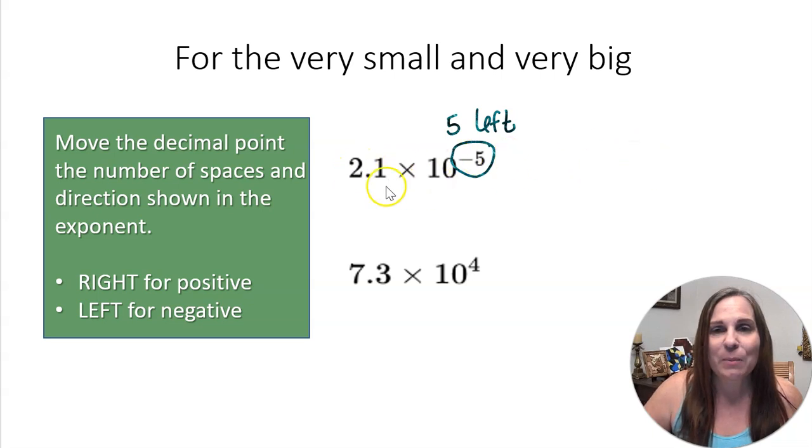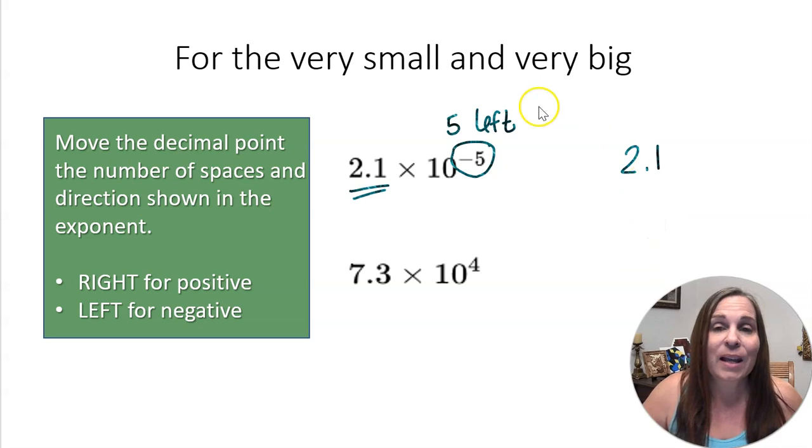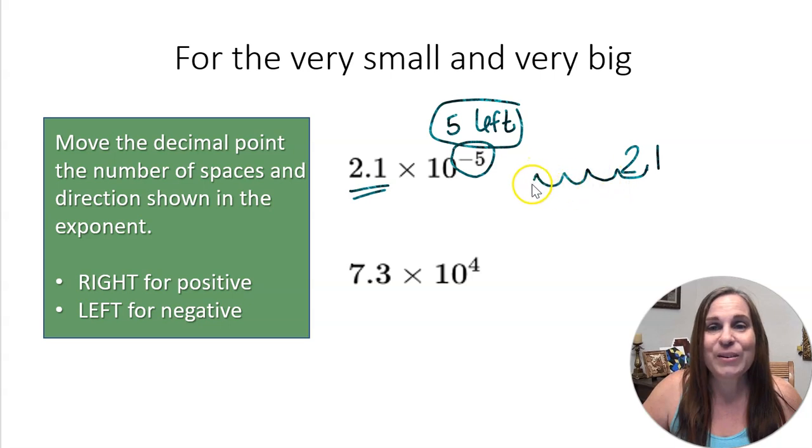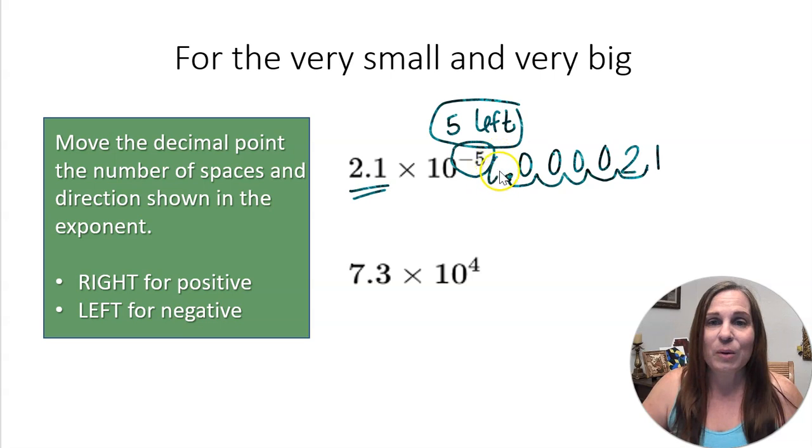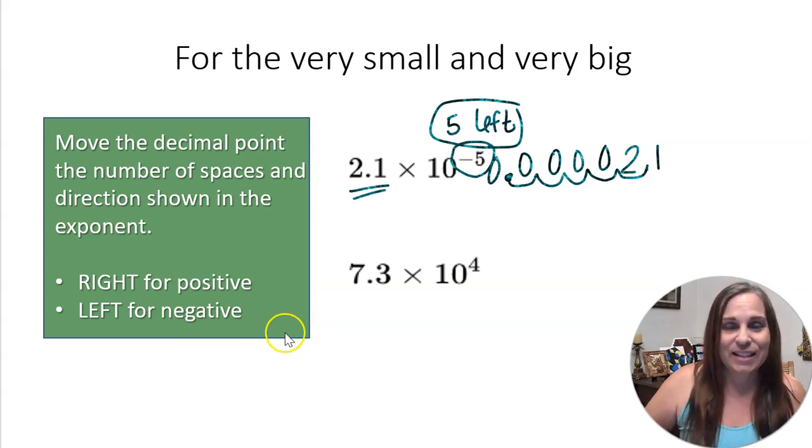So I'm going to take my number, which is 2.1. So here it is, 2.1. And I'm going to do exactly that with my decimal. I'm going to move it 1, 2, 3, 4, 5 spaces to the left. And I'm going to fill in all those spaces with zeros. You could also put a 0 in front of the number, but it's not required. So we've got 0.000021. Done.